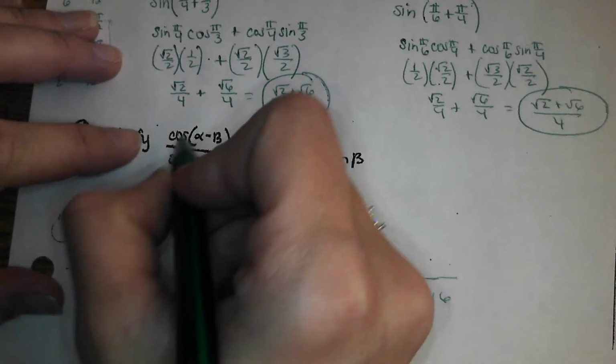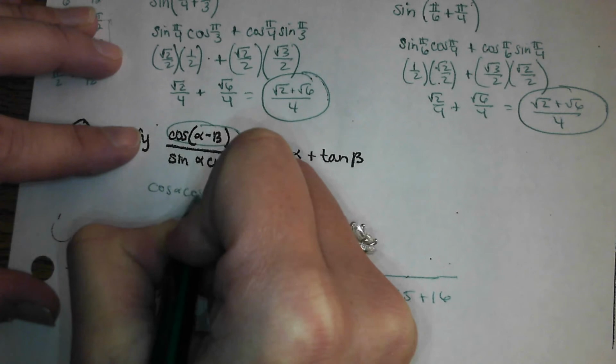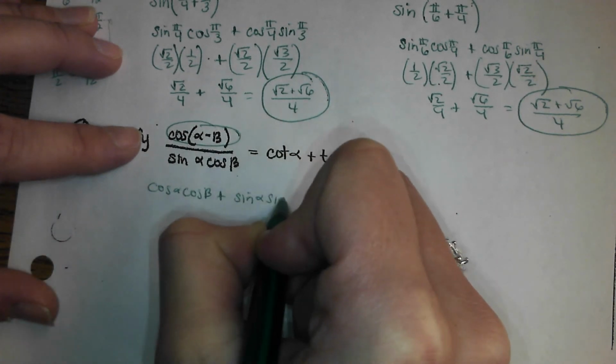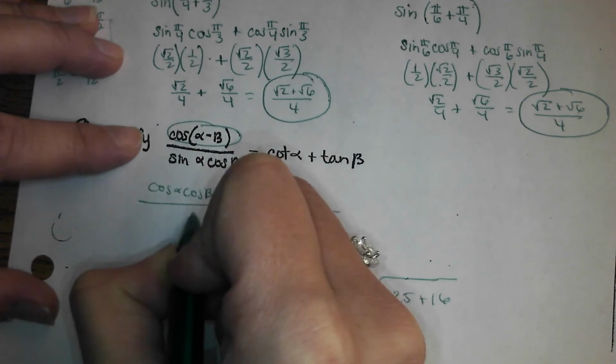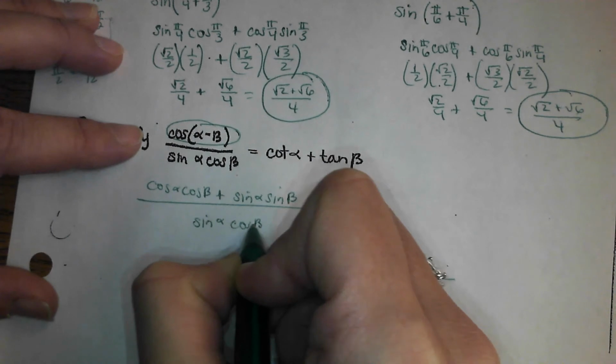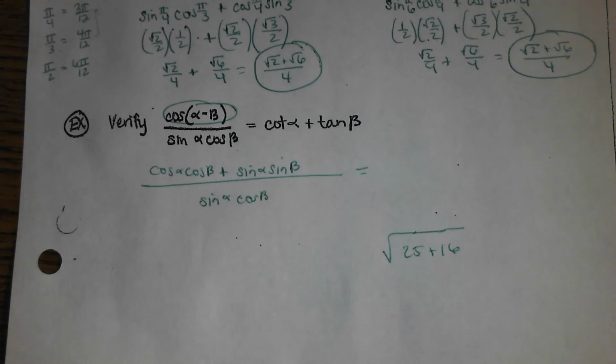So from above, this is going to be cosine alpha cosine beta plus sine alpha sine beta over sine alpha cosine beta. So they're just going to get a little bit longer and lengthier. Thoughts now, what can we do to the left to continue simplifying?